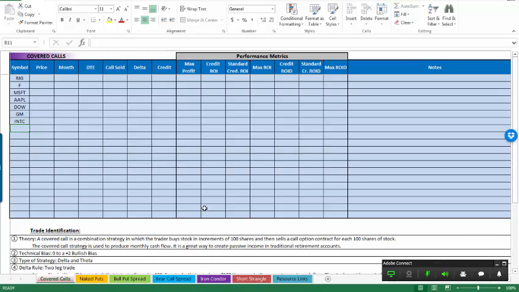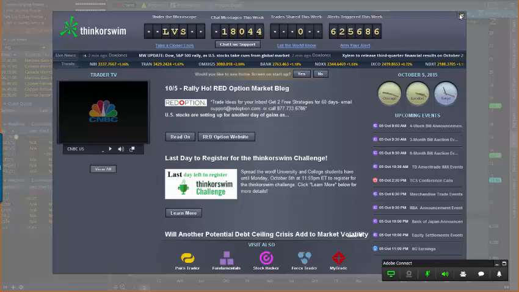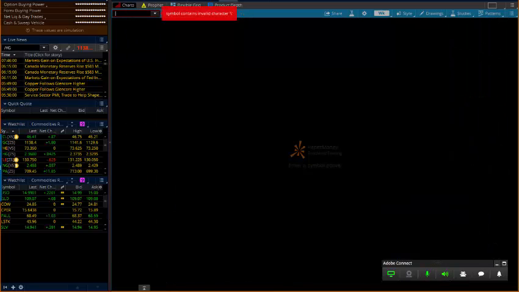Essentially, to be able to do a covered call trade, we need price, month, days till expiration, call sold, delta, and credit. Let's take our first one here, RIG. Oh, thinkorswim. Of course, performance problem, always with you guys lately. Okay, let's take RIG. Let's put it on a piece of paper.